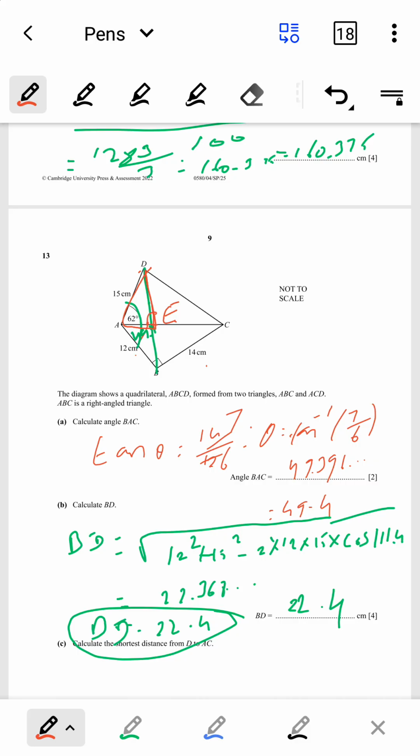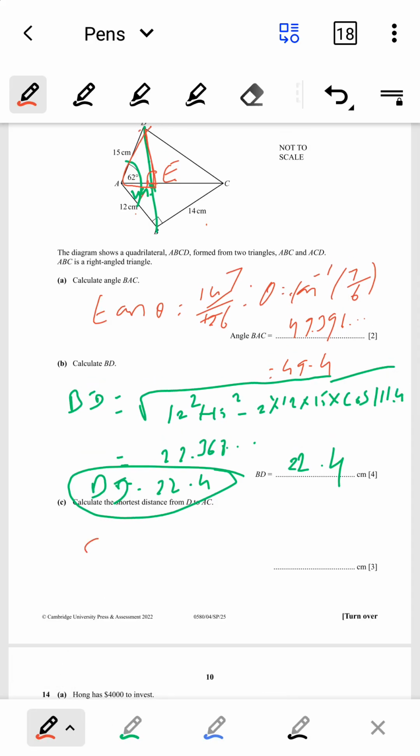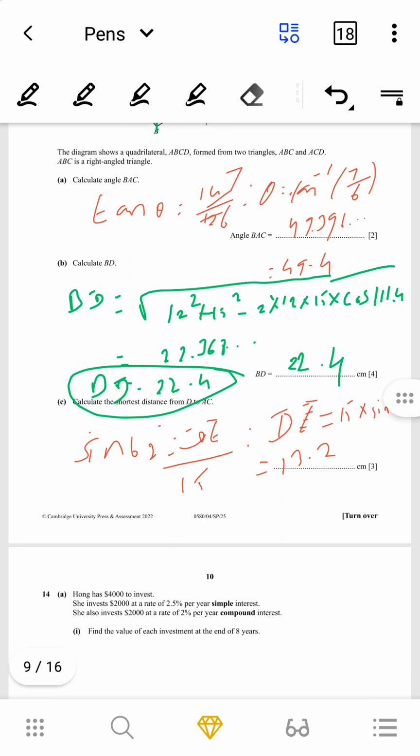So it's perpendicular, we can apply sine theta here. Sine 62 degrees equals DE by 15. You want DE alone, so DE equals 15 into sine 62 degrees. If you apply this in a calculator, you will be getting 13.2. You are getting it directly, so 3 marks you will easily get.